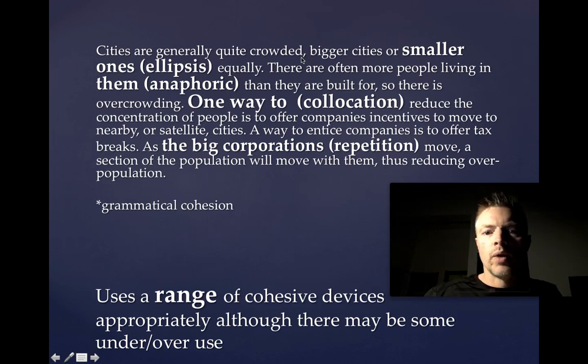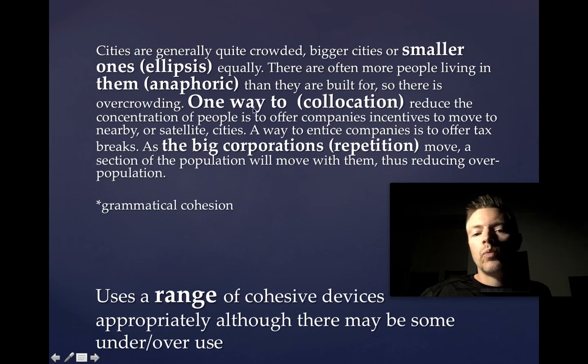Cities are generally quite crowded, bigger cities or smaller ones. So you could say bigger cities or smaller, and you're not saying cities again. This is called ellipsis. There are often more people living in them, being cities. That's anaphoric. It's the technical term for it. So you're referring back to what it means. You're talking about something from the paragraph before. That's the easiest one to get. Easy one to practice.